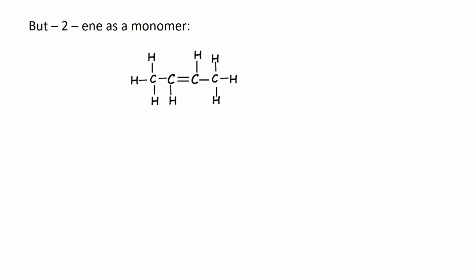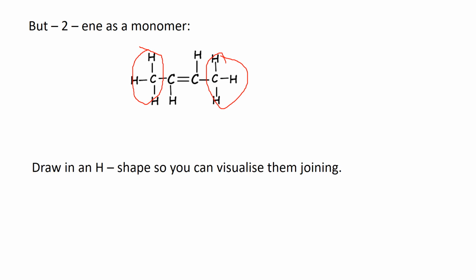Right, so here what we've got is butene. Now butene is quite complex in the sense that there's 4 carbons here. So for this double bond to open up and for more butene monomers to add on together, it's quite difficult because you can see here this is in the way and this is in the way here. Now what you need to be able to do is draw this in an H shape, so you can visualise them joining together.